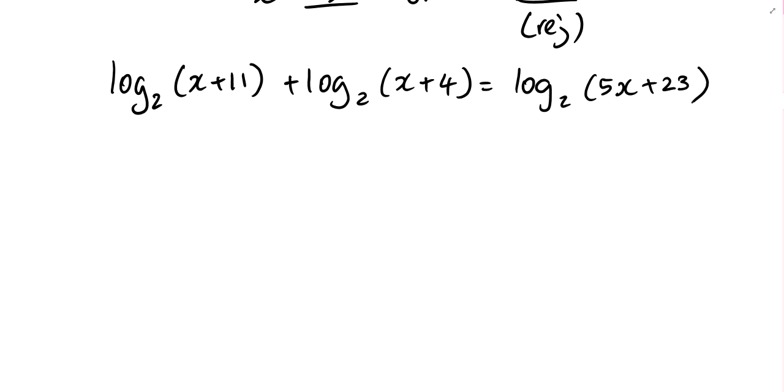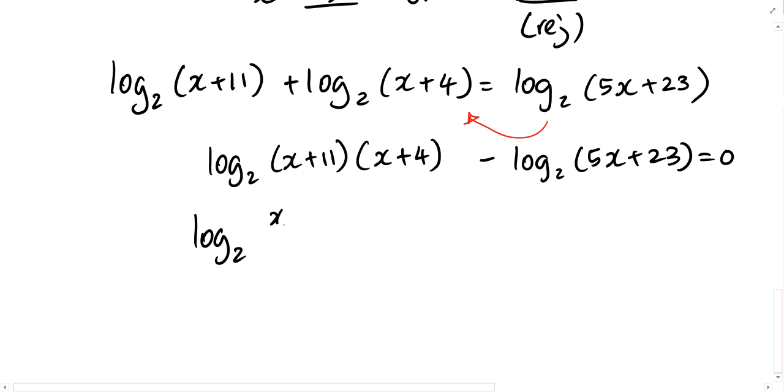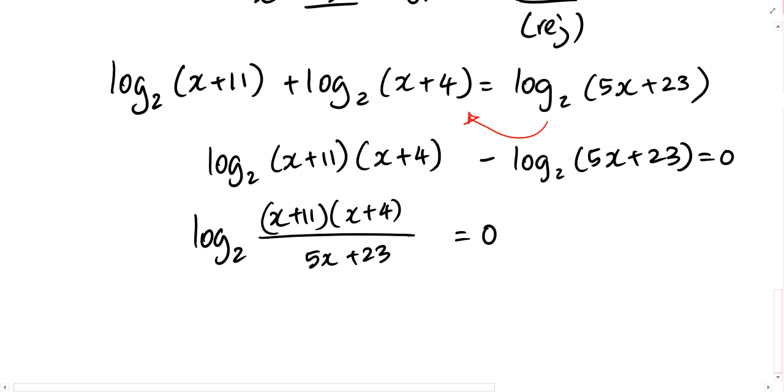Okay, first step is still the same. We're going to apply the product law. Log base 2 (x + 11)(x + 4). Then I'm going to move this over, by subtracting. So this will be minus log base 2 (5x + 23) equals 0. Okay? I'm going to apply my quotient law. Log base 2 of (x + 11)(x + 4) divided by (5x + 23) equals 0.